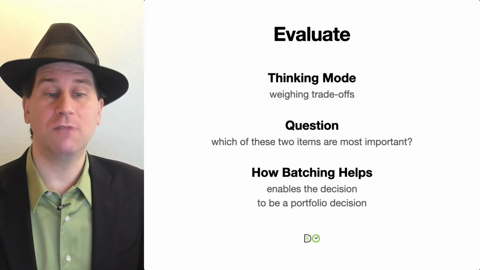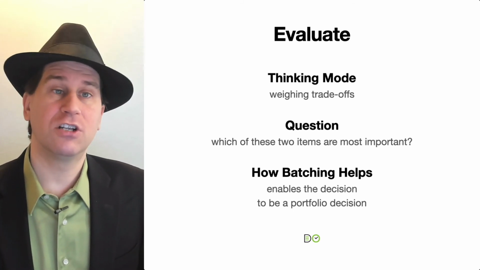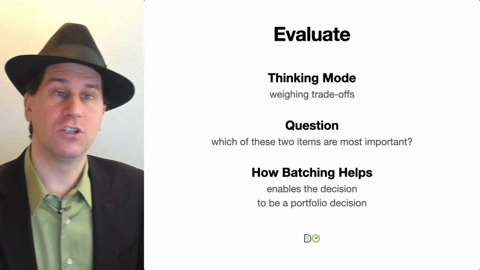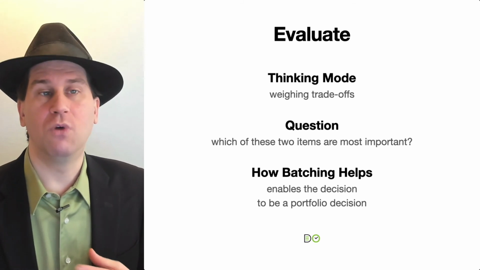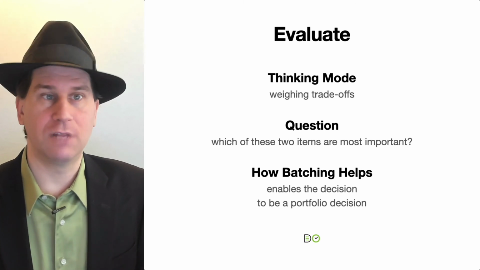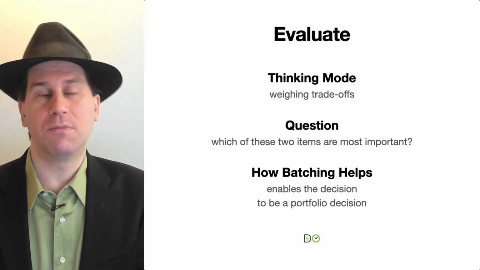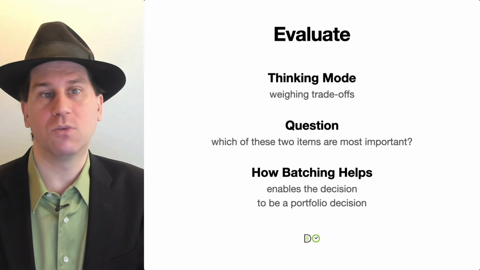So how batching helps with this is, again, changes our decisions from individual decisions to a portfolio decision. I'm trying to see how do the combination of all these items together maximize my productivity and maximize the effectiveness with what I'm doing.